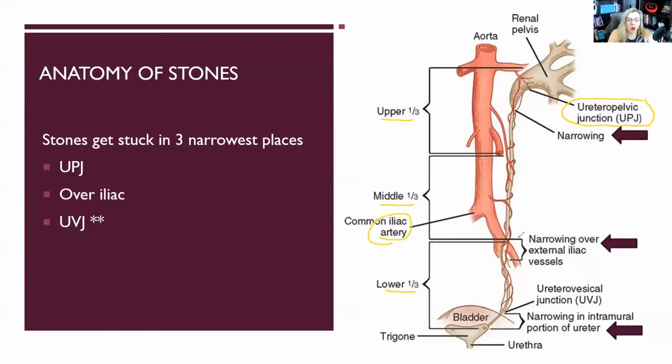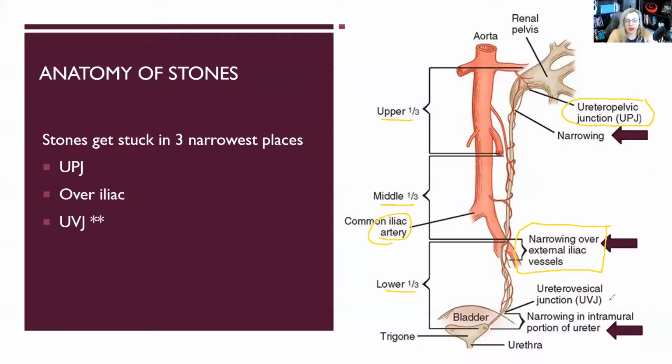Then we go over that common iliac vessel. This is when, if you remember anatomy, those ureters and the blood vessels are diving deep into the pelvis. That dive going in and down causes a narrowing. This is another area where stones get stuck, which causes a lot of cramping, a lot of spasming, and a lot of pain.